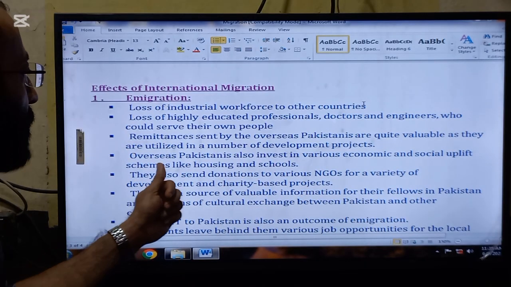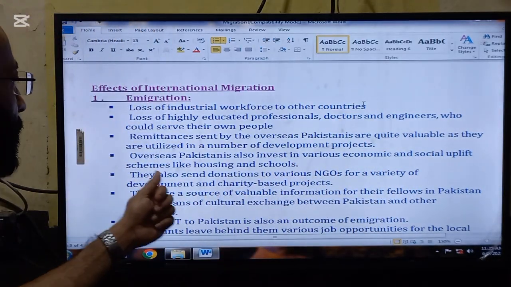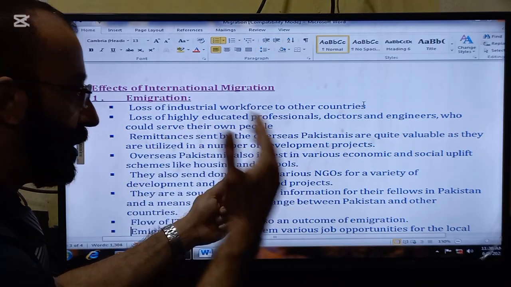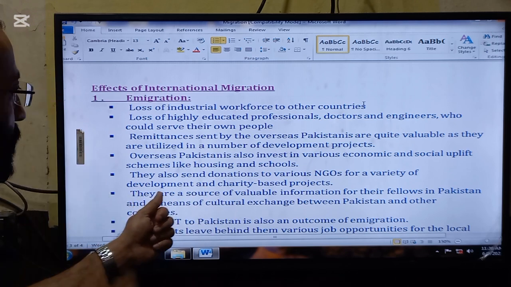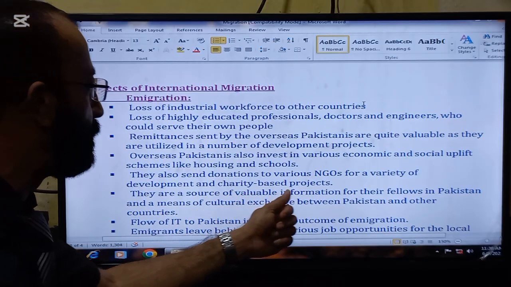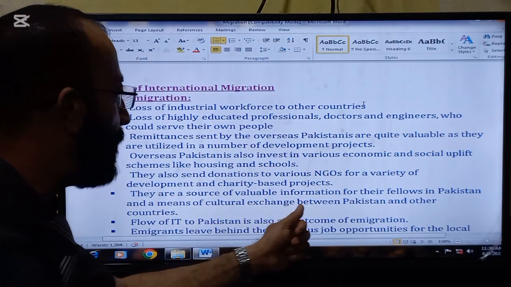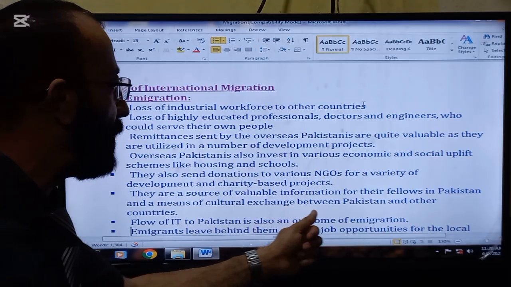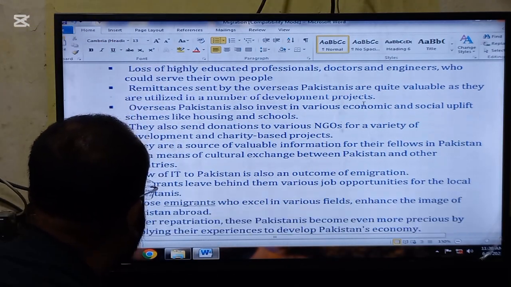Fourth, overseas Pakistanis also invest in various economic and social uplift schemes like housing and schools. This is also a positive impact. So they are able to invest in Pakistan. Next, they also send donations to various NGOs for a variety of development and charity-based projects. This is also a positive effect. They are a source of valuable information for their fellows in Pakistan and a means of cultural exchange between Pakistan and other countries. So this is another positive effect.